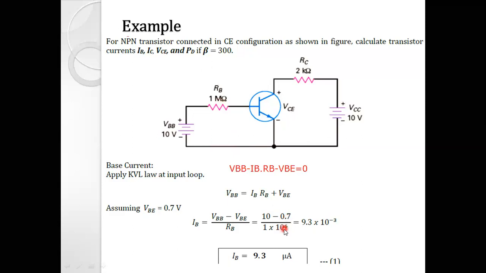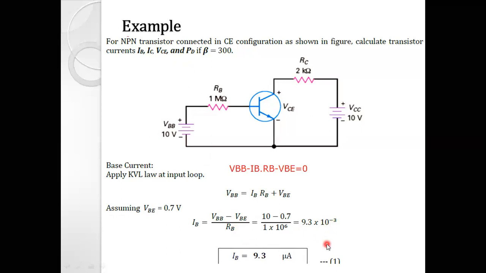So when we solve these values, then we get 9.3 into 10 raised to minus 3. No, actually it should be 10 raised to minus 6. And this is how we get 9.3 microampere. So here is the mistake. It should be 10 raised to minus 6. And that is how IB is equal to 9.3 microampere. So the first answer of this problem statement we got, that is IB, base current, right?